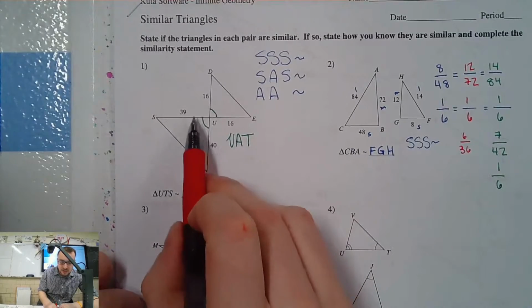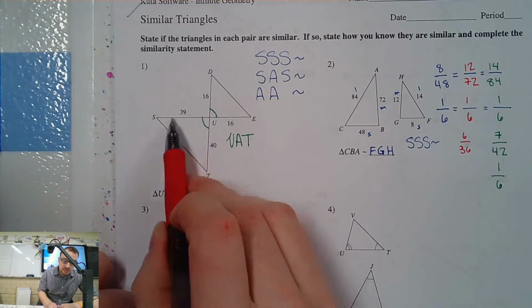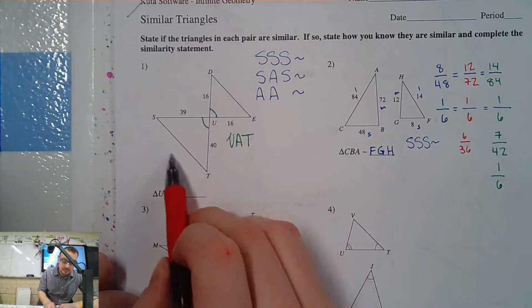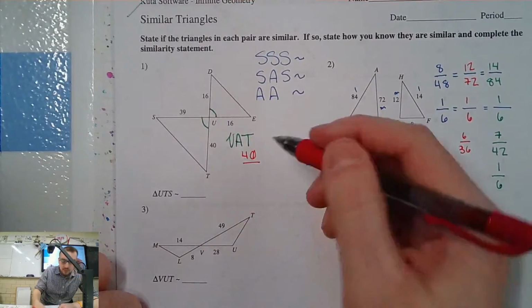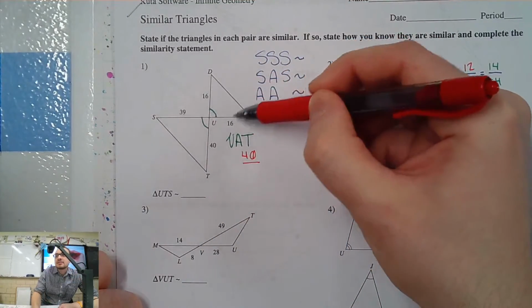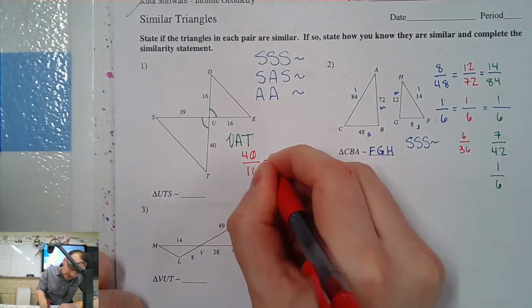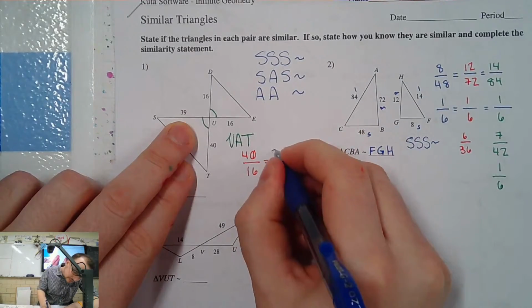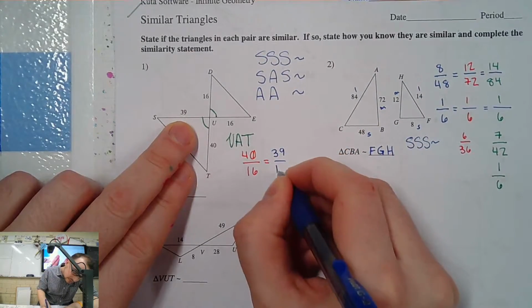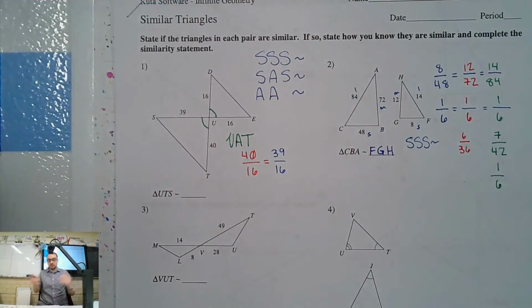What's the biggest side that we know about in this triangle? On this one right here. What's the biggest side? 40. And then what's the biggest side we know about here? Well, it doesn't matter. It could be either or, right? Let's go with 16. Equal. Other side we know about is 39, right? And that's a 16, so it's got to go with that. If it's similar, they'll go together, right?